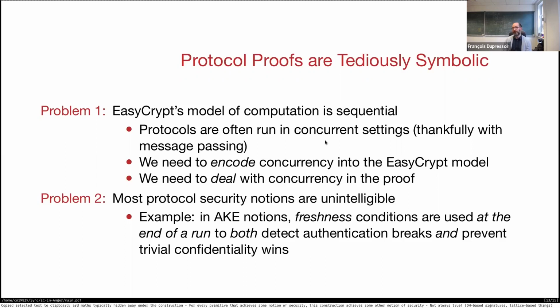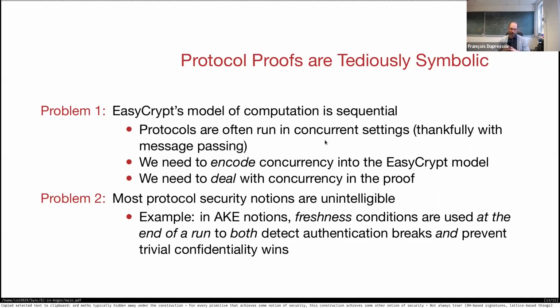The second problem is that most protocol security notions are completely unintelligible if you're trying to make sense of them formally. As a simple example, in authenticated key exchange notions, which are the ones that are fresh in my mind at the moment, what you usually want is to prove that two instances of the protocol, one initiator and one responder, will agree on the final value of their key. No other instance will agree on the final value of their key.